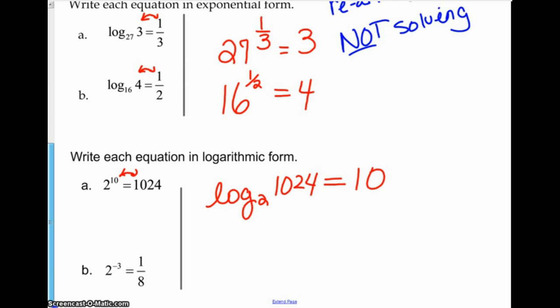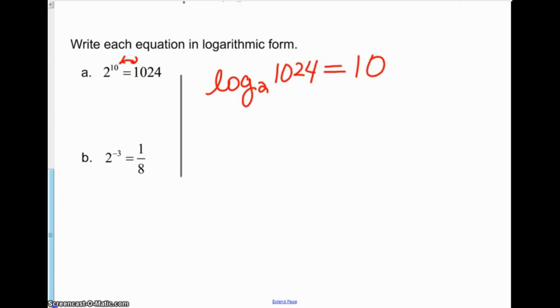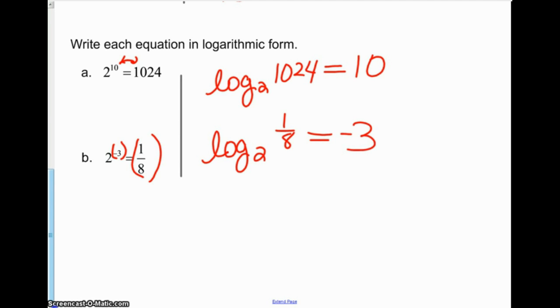So you see, I switched around the 10 and the 1024, and log is now my base. So I'm going to say log base 2 of, this time, 1/8. We see this 1/8 as its own little value. Same thing with the -3. We see it as its own complete value. So that equals -3.